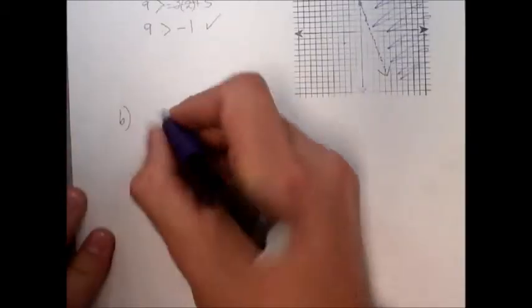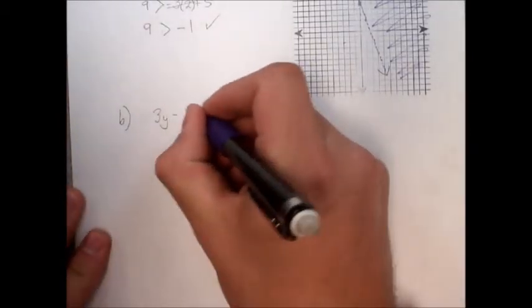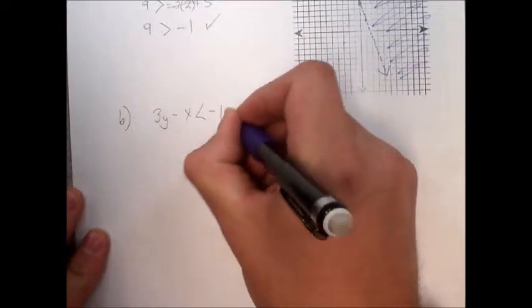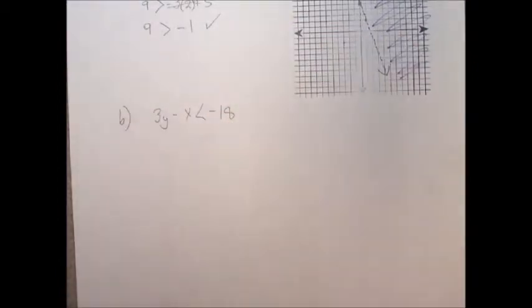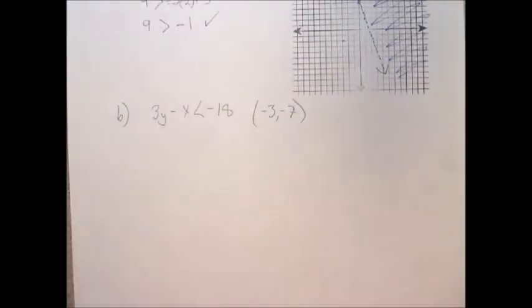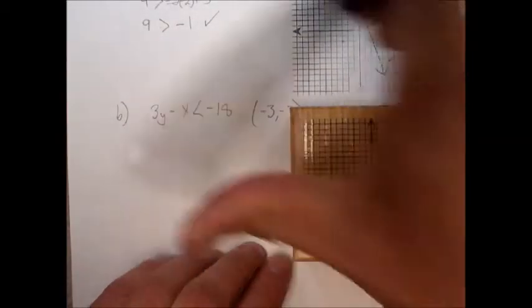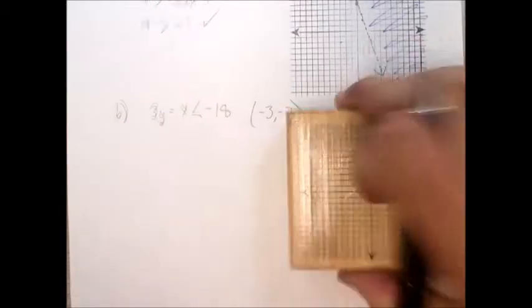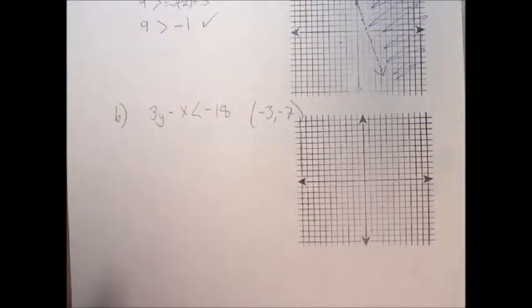B's equation is 3y minus x is less than negative 18. Then it gives us a test point of negative 3, negative 7. Again, I don't care what your test point is, but if they specifically tell you, use that test point. I'm going to use our little grapher stamper a lot today. I'm going to run this point through. I can either use it graphing the intercepts, or I can isolate y. What do y'all want to do? Intercepts or y equals mx plus b?